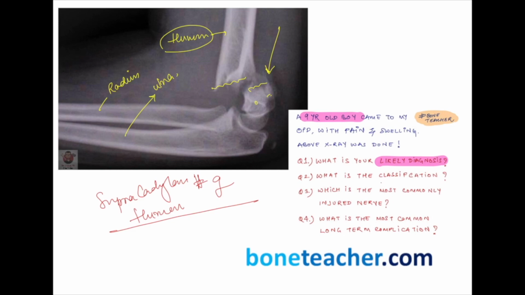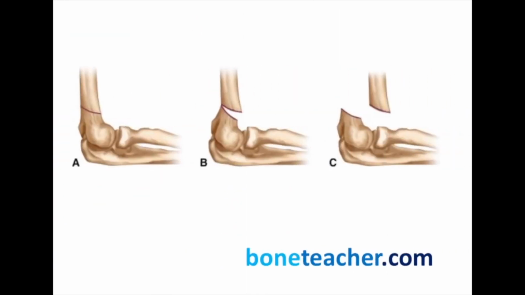Second question, what is the classification? Now what is the classification for supracondylar fracture of humerus? We have a classification called Gartland's classification. It divides supracondylar humerus fracture into 3 types: type 1, type 2 and type 3.